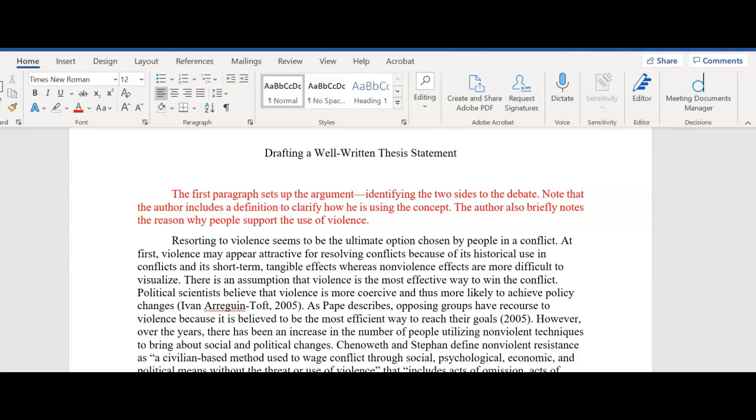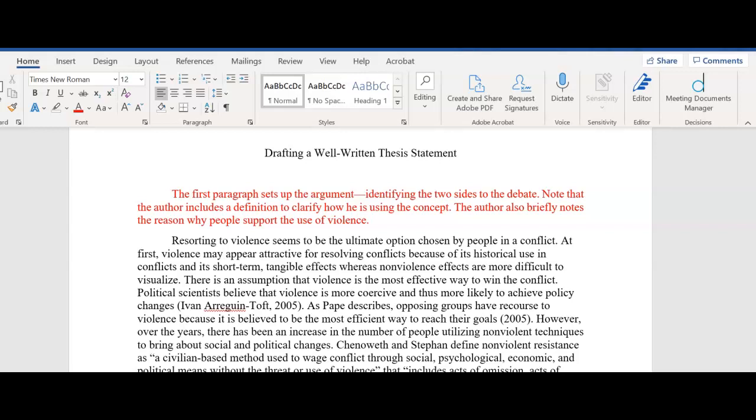So the first paragraph here sets up the argument, identifying the two sides to the debate. Now note that the author includes a definition to clarify how he's going to use the concept. This is important. If you are using a concept that may have different perspectives, you might want to make sure that you clearly state in your thesis or at the very top of your argument the definition so everybody's on the same page.